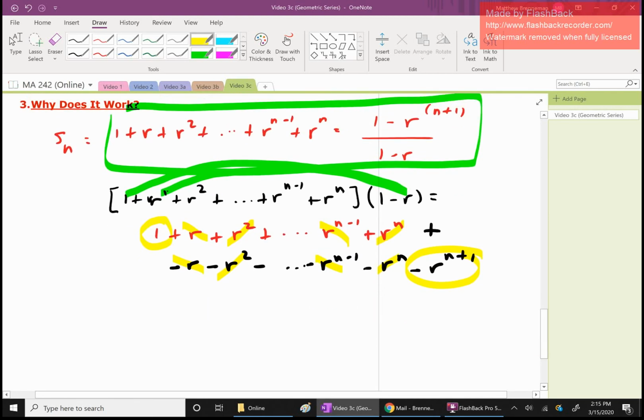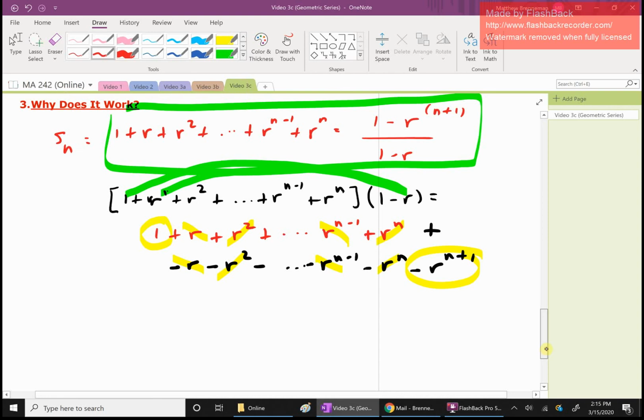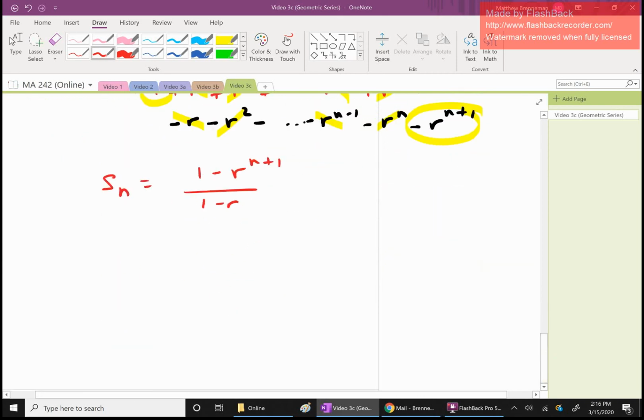Okay, so now that we've established this formula, what I want to note is that if r is less than 1, the limit of the partial sums is going to go to 1 over 1 minus r. So I'm going to note now that Sn is equal to 1 minus r to the n plus 1 over 1 minus r. Of course, I can split that up: 1 over 1 minus r minus r to the n plus 1 over 1 minus r. And what I want to do is show that this is going to converge.